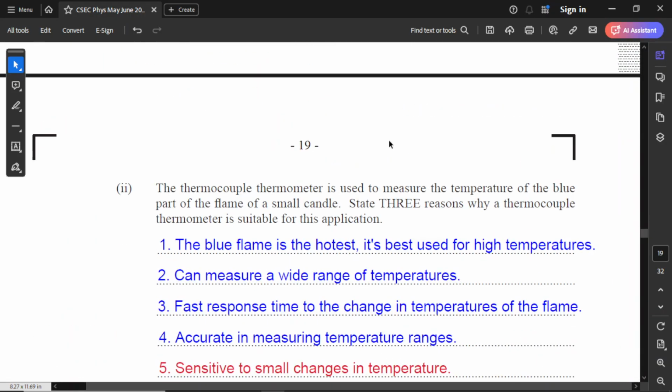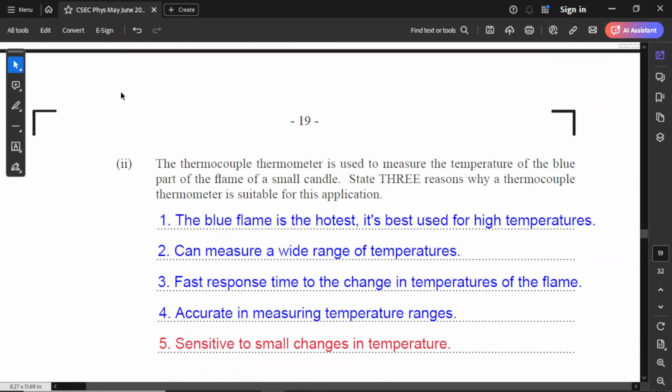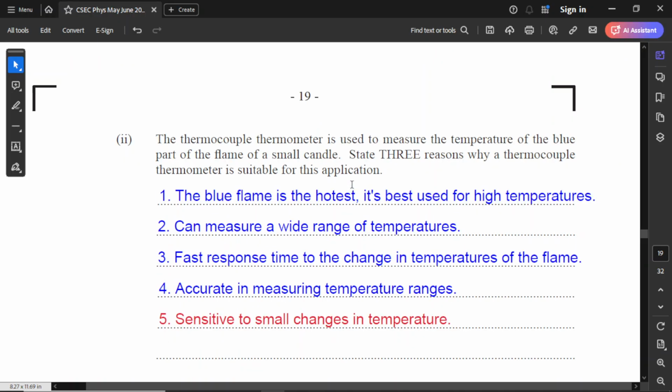All right. Now for part 2, it said the thermocouple thermometer is used to measure the temperature of the blue part of the flame of a small candle. State 3 reasons why a thermocouple thermometer is suitable for this application. Again, just to make note, the first point is that the blue flame is the hottest part, and the thermocouple is best used for high temperatures. So it is very important to use a thermocouple for high temperatures.